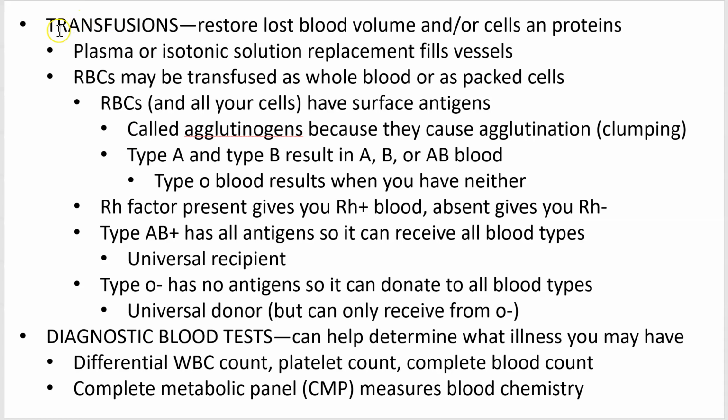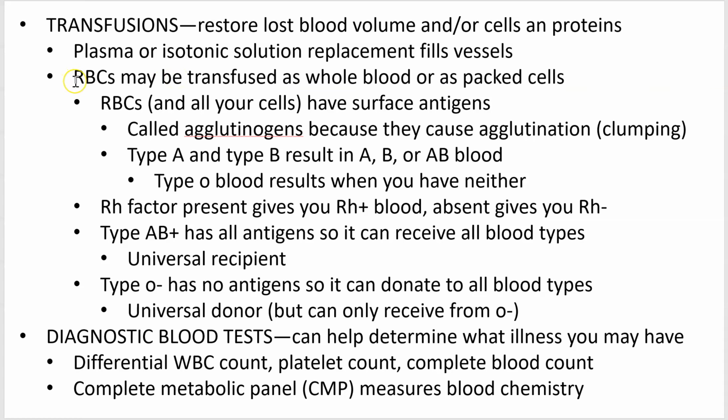If you lose some blood, you might need some blood back, right? And that's what a transfusion is. You can either do it to restore just some volume or components of the blood itself. If it's just volume, you're usually going to get plasma or a Ringer's solution, an isotonic solution that may include some plasma proteins or it may not.